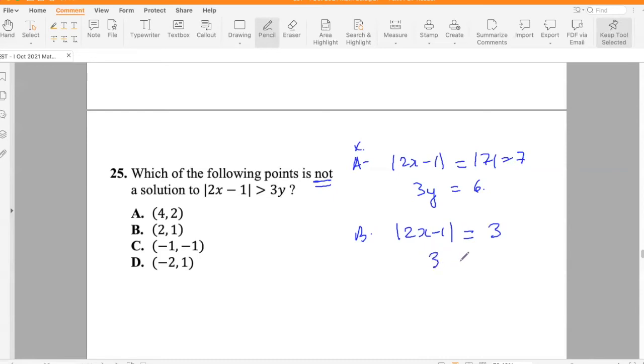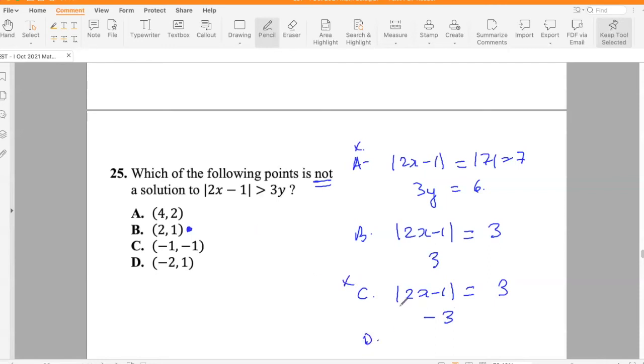So 3y is also 3. Yeah, so 3 is not greater than 3. So this should be my answer. Okay. Then absolute value of 2x minus 1 for option C is minus 2 minus 1. So that's again 3. And 3y is -3. So 3 is greater than -3. So this can't be my answer.